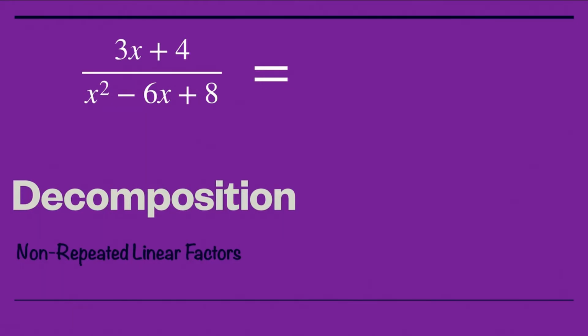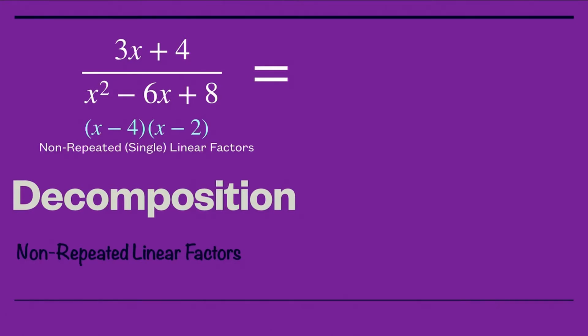The first step is to take a look at your denominator and factor it. If we factor the denominator, we have x minus 4 in parentheses times x minus 2 in parentheses, and you can see they're both non-repeated linear factors.